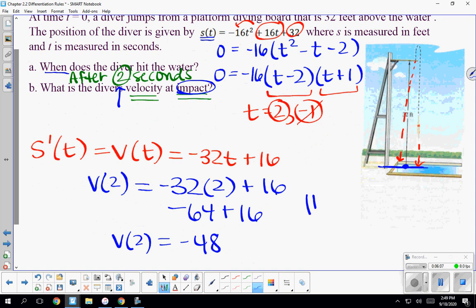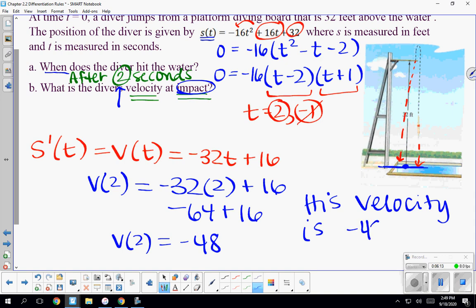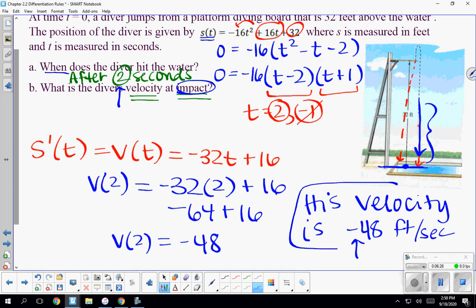Okay, so his velocity, remember, which is both speed plus direction, is negative 48. And in this case, we were measuring in feet per second. It's negative because the diver is going down. So the distance here, the height, is decreasing. So that's why that's negative.